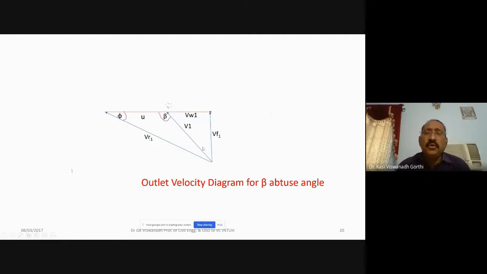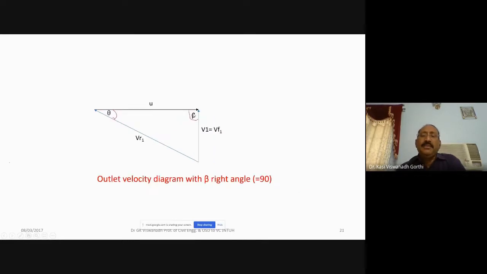When you are attempting to join these 2 points, suppose the velocity of the vane is ending directly here. What will happen? The value of beta will be exactly 90 degrees. So the 3 cases possible are: beta greater than 90 degrees, which is known as the obtuse angle, and beta exactly 90 degrees. What we are doing here is VR1 both in magnitude and direction, U both in magnitude and direction, then the line joining these 2 points gives you exactly a right angle triangle, which indicates that the value of beta is 90 degrees, a right angle.